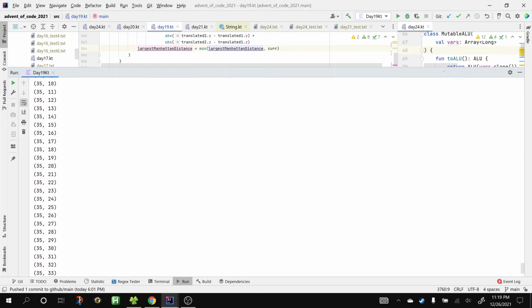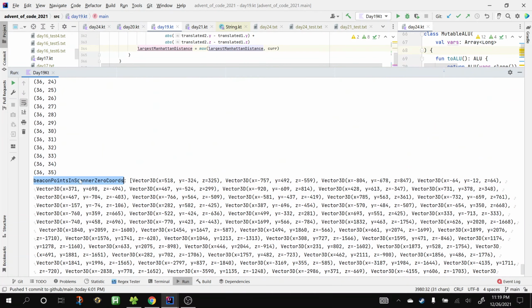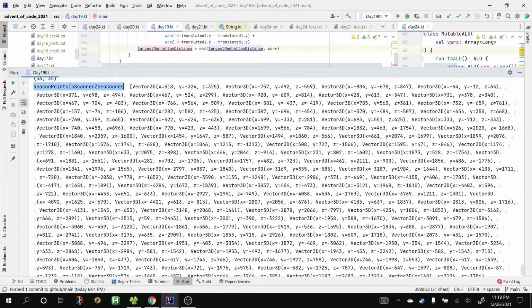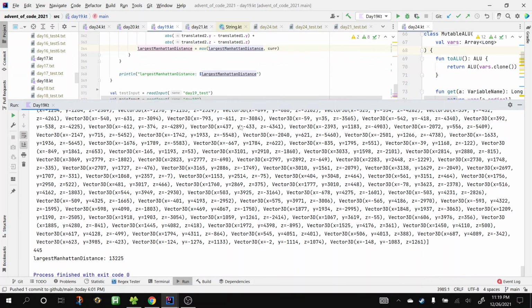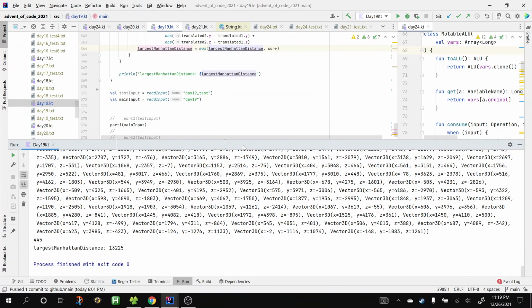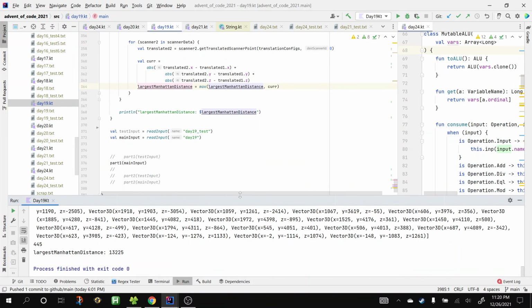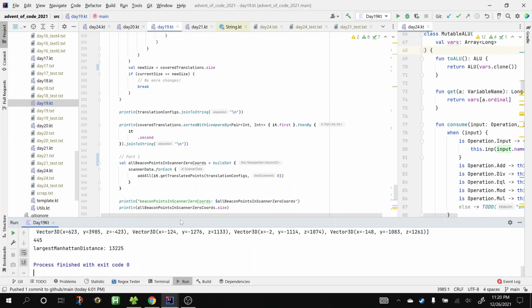Cool, and then afterwards, I printed out all the beacon points, but that's really unnecessary. It tells me there are 445 unique beacon points after converting to scanner 0. Then the Manhattan distance was just iterating through all the scanners. Since we already know how to translate to scanner 0 coordinates, we did that, and then we found the distance between each of the scanners in terms of scanner 0. And yeah, that was basically this problem.